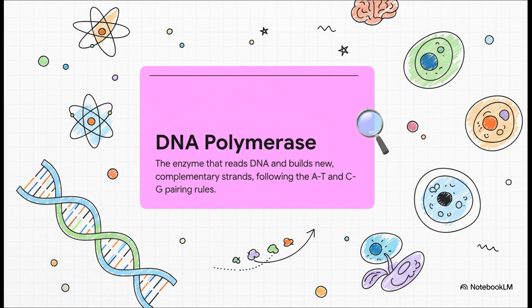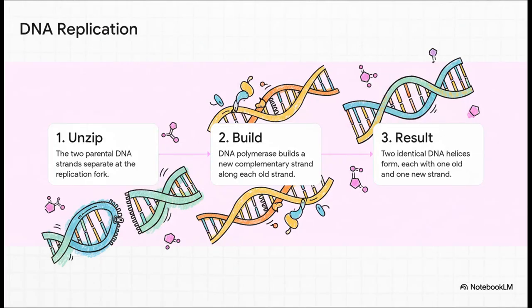Adenine always pairs with thymine, and cytosine always pairs with guanine. A with T, C with G, every single time. So how does this whole replication thing actually happen? Well, you can break it down into 3 easy steps.